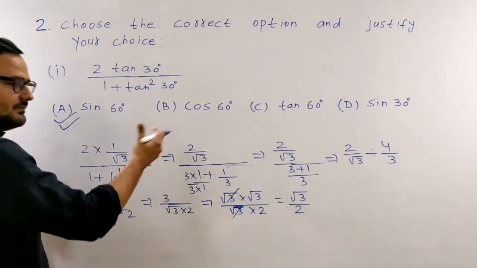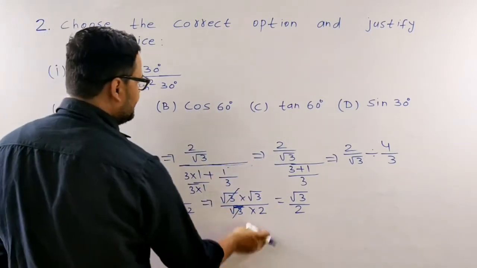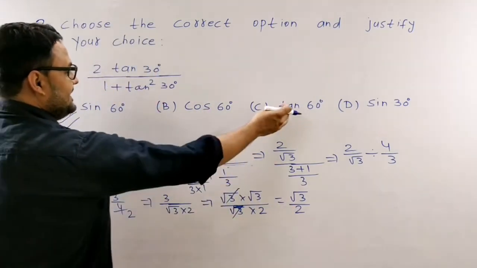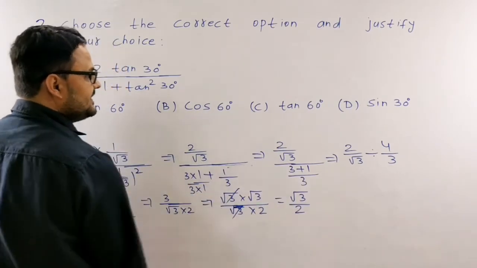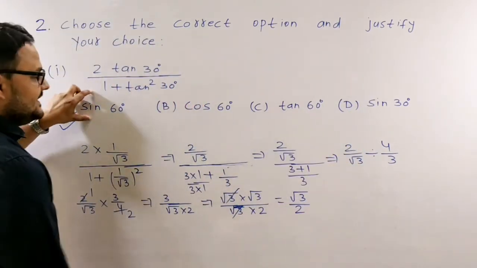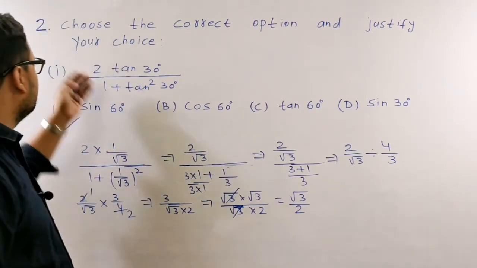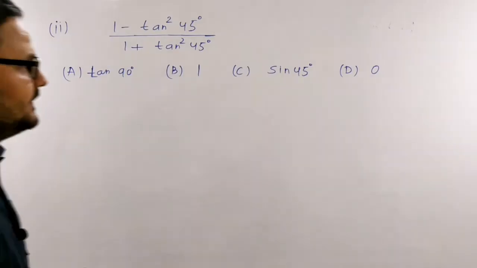Why? Because cos 60 is 1 by 2, that is not possible. Tan 60 is root 3, not possible. Sin 30 is 1 by 2, not possible. Sin 60 is root 3 by 2. So the first one is the right answer for second main, first one.